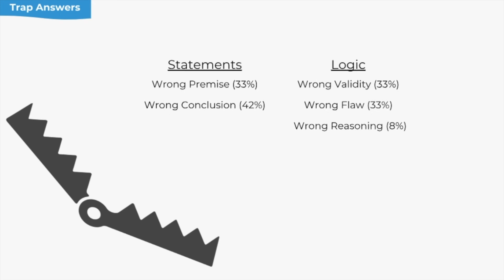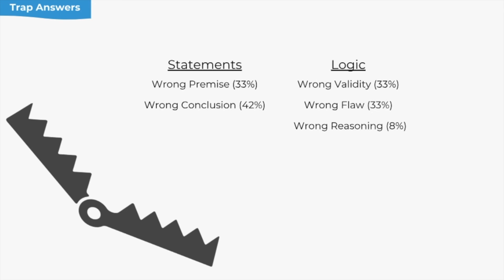And then finally, 8% of wrong answers are wrong because they simply have the wrong reasoning. You're looking for causation in the conclusion, and this answer choice has a comparison in the conclusion, or it's got a conditional relationship in the conclusion. But there's a mismatch between the types of reasoning structures in the stimulus and in the answer choice.